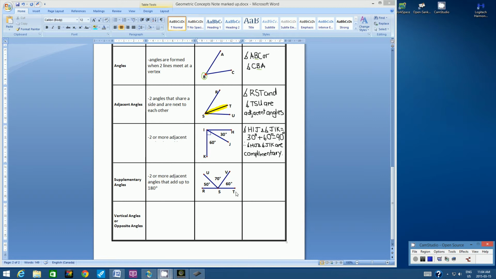Then what we do is we chop it into three separate angles here. We have angle RSU, which is 50 degrees. We have angle USV, which is 70 degrees. And we have angle VST, which is 60 degrees. So if you add those up, 50 plus 70 is 120. 120 plus 60 is 180. So make sure you draw the diagram very carefully.